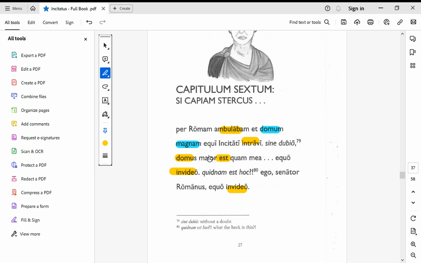Well, this is an adjective. It's bigger than. Maior means bigger. So domus maior: the house is bigger. Quam mea. So we see that quam there, and that's going to introduce that little 'than' statement. So anyway, let's go over here to quam mea. I'm going to highlight those types of phrases in pink, whenever you're saying bigger than what? Bigger than mine, bigger than my house.